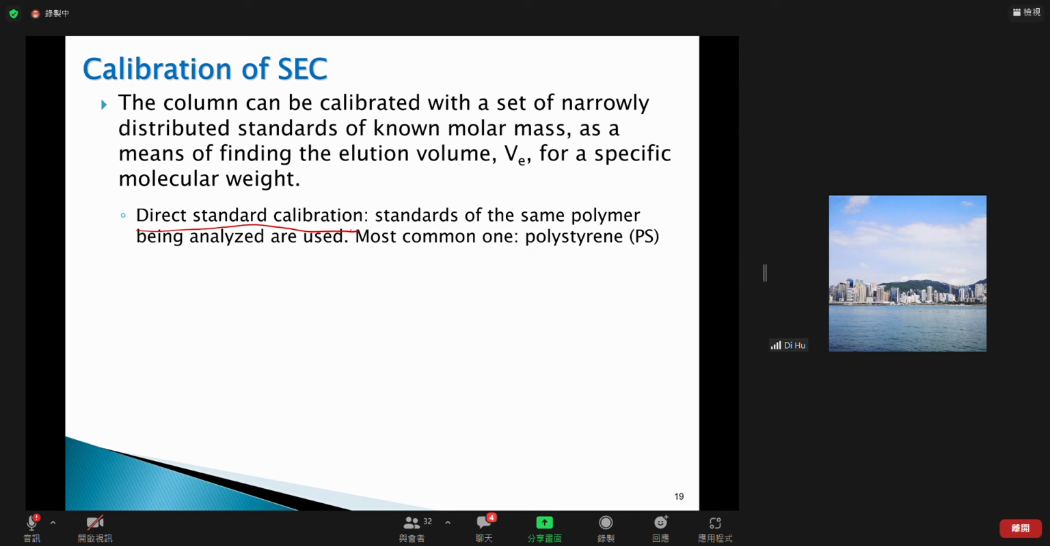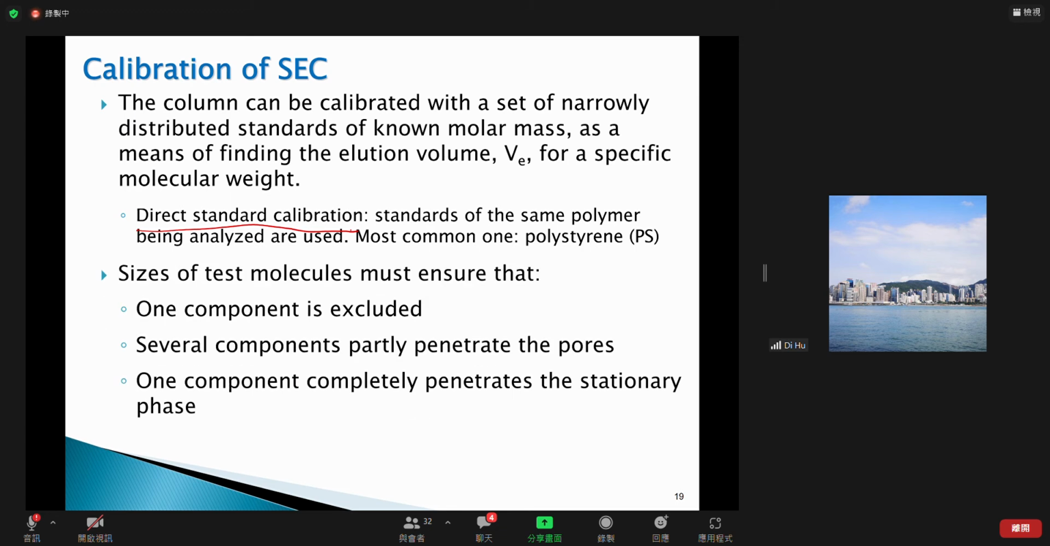But how to choose the sizes? The molecules must include one that is completely excluded, because you want to get V0. Also you want one compound that completely penetrates the stationary phase. You want a small one, for VT. Very interesting actually. Normally you can put something as small as the solvent, something very small, like methanol.